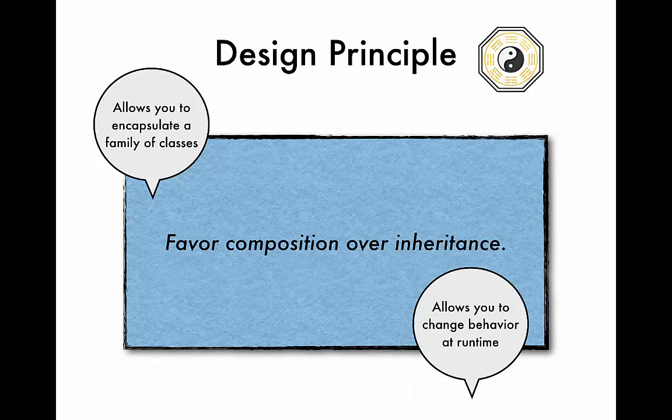This brings us to our third design principle: favor composition over inheritance. Composition is a has-a relationship, while inheritance is an is-a relationship. Defining the flying behavior as an object allows us to create a family of different flying algorithms that implement an interface, and it allows us to swap out different flying behaviors at runtime.